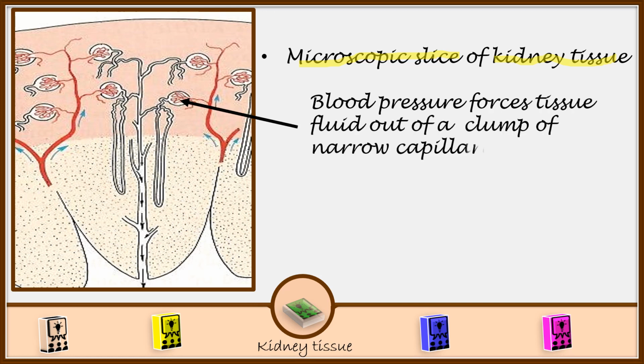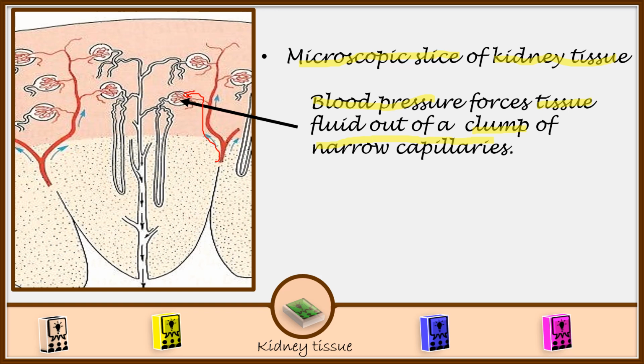We have the blood pressure forces tissue fluid out of the clamp of the narrow capillaries. So here we have the blood. Blood is coming in this direction. As it comes, it goes into the glomerulus here.